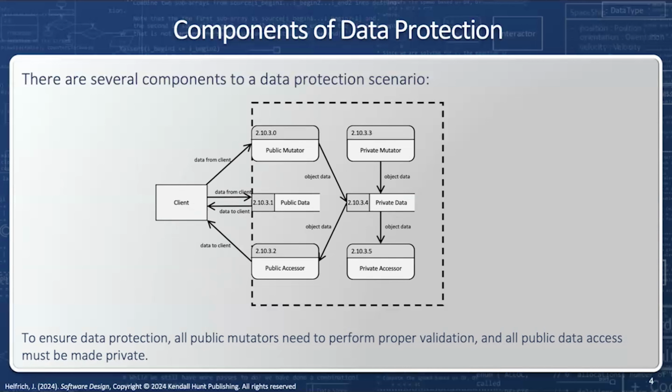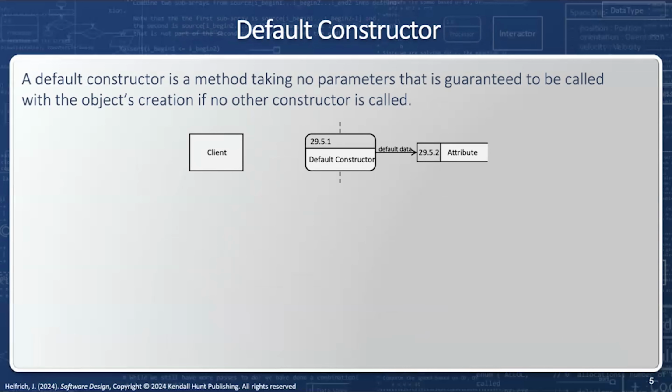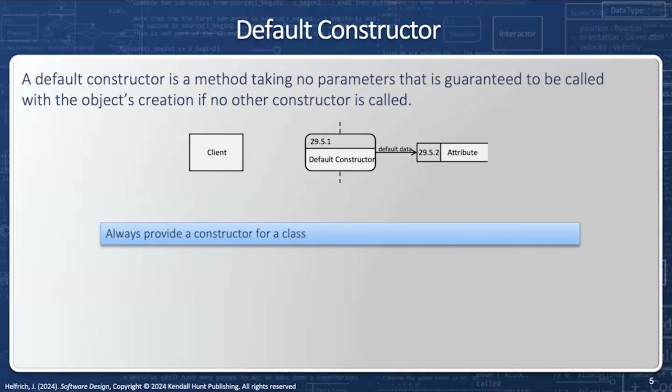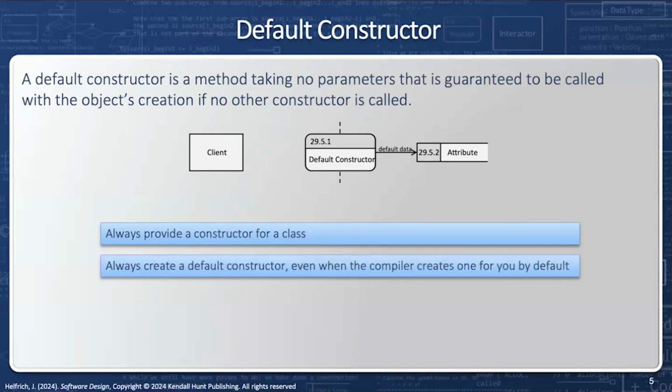Now, there are several things that need to happen to make this work. The first aspect is a default constructor. A default constructor is a method taking no parameters that is guaranteed to be called with the object's creation if no other constructors are called. Now, notice how the default constructor takes no input parameters but does change the attribute. First, best practice, always provide a constructor for a class. And second, always create a default constructor even when the compiler creates one for you by default. And this gives assurance that all the attributes are correctly set.